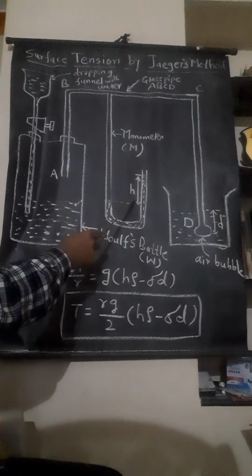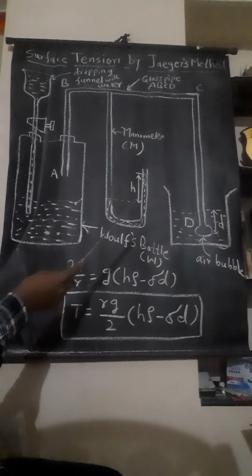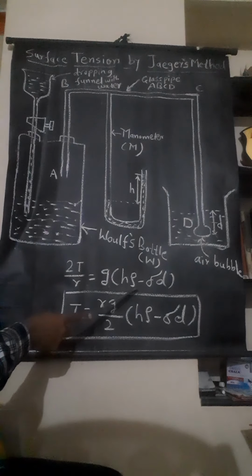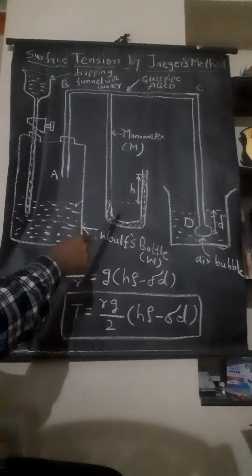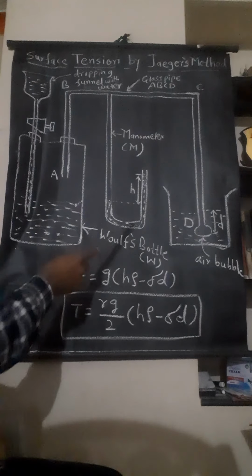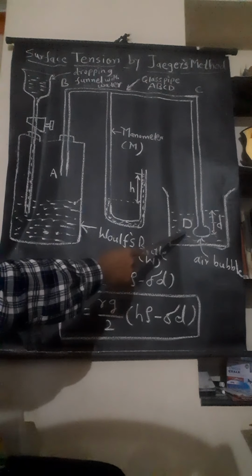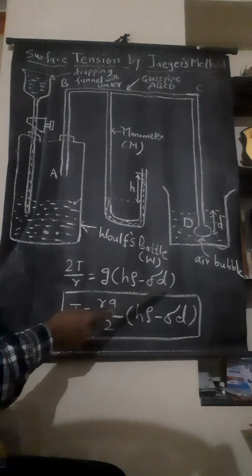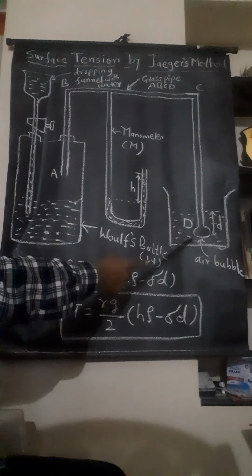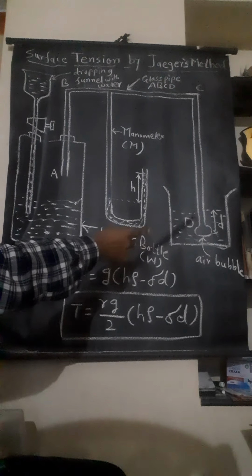H is the difference between these two arms of this manometer, g is the acceleration due to gravity, rho is the density of this low density liquid which is in the manometer, sigma is the density of this experimental liquid of which the surface tension is to be determined, and d is the depth of the free end of the capillary below the free surface of this liquid.